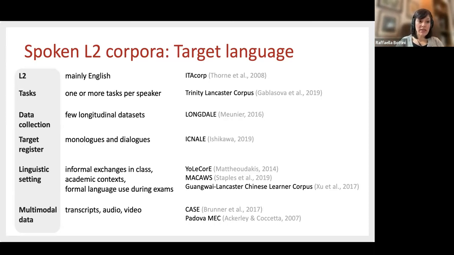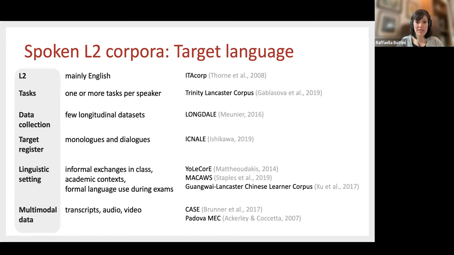They vary depending on the data collection, and we have few longitudinal data sets, for example, such as the Longitudinal Database of Learner English, Longdale. They vary depending on the target register, whether we want to include monologues, dialogues, or both of them, as in the International Corpus Network of Asian Learners of English. And they vary depending on the setting, whether we want to record exchanges in class in an informal setting, or more formal conversations happening in academic context, or formal language used during high-stakes exams.